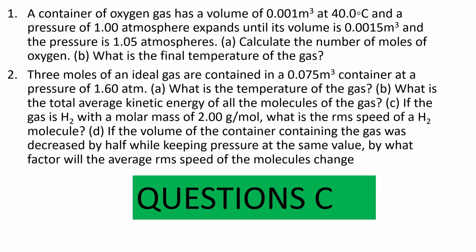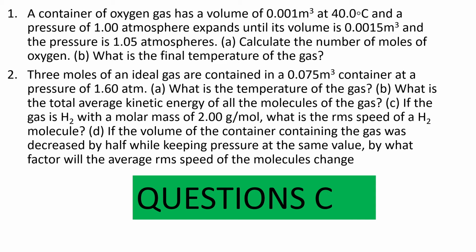Question C, a container of oxygen gas has a volume of 0.001 meter cubed at 40 degrees Celsius and a pressure of 1 atmosphere. It expands until its volume is 0.0015 meter cubed and the pressure is 1.05 atmospheres. A, calculate the number of moles of oxygen. B, what is the final temperature of the gas?